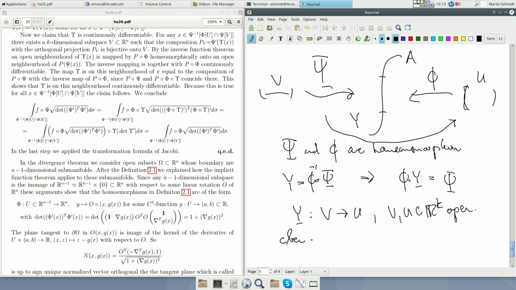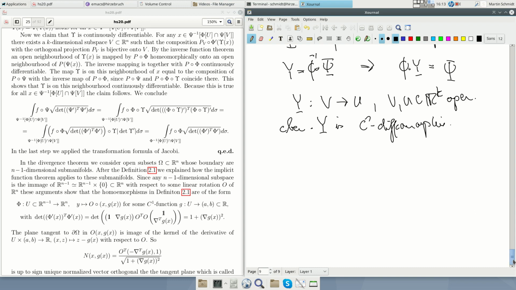Now, first claim: epsilon is a C1 diffeomorphism. This is now an important step. We will see that when we have this, then everything else is just a simple calculation. So this is the main thing we have to prove. Okay, how do we do this?